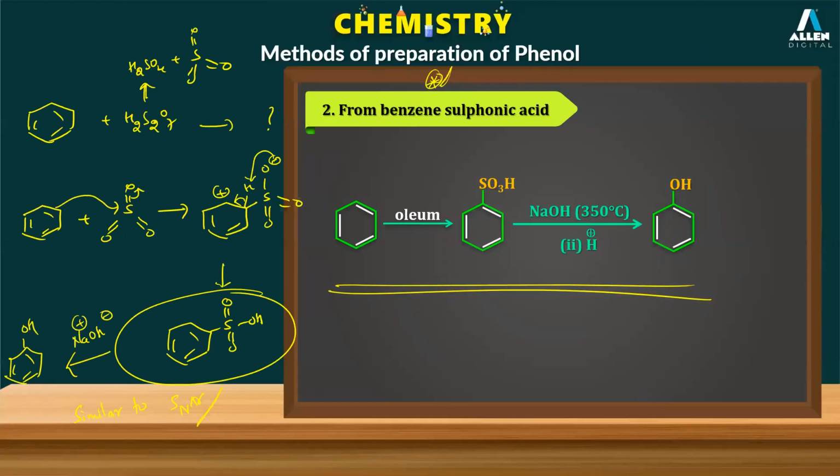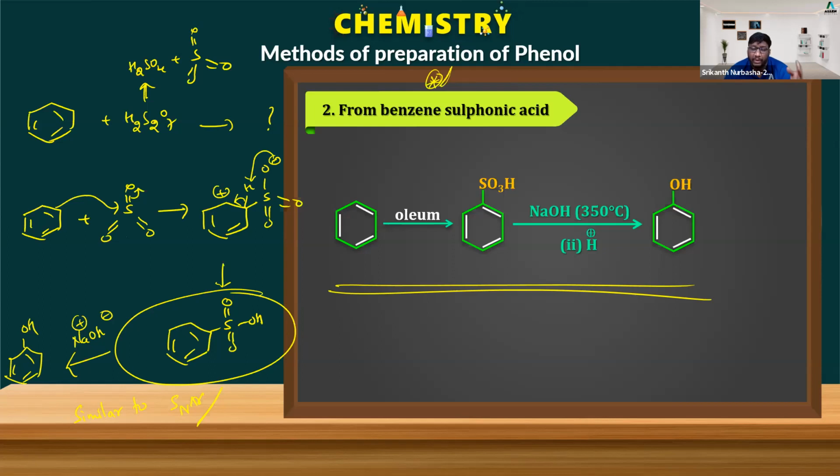Yes. Dow's process, like from halobenzene, you can prepare phenol. From benzene sulfonic acid, how can we generate benzene sulfonic acid? By treating benzene with oleum. Oleum is H2S2O7, or you just take H2SO4 and SO3. You will generate benzene sulfonic acid. That upon treatment with NaOH at a very high temperature like 350 degrees Celsius, and after acidification, forms phenol. That will also undergo a mechanism similar to SNAr.